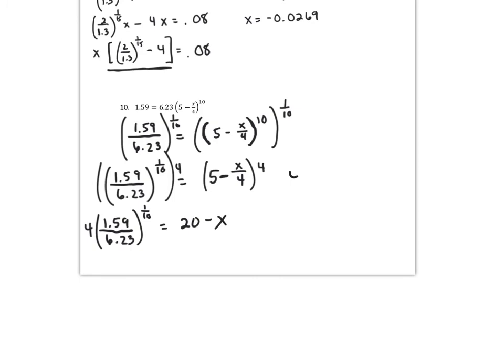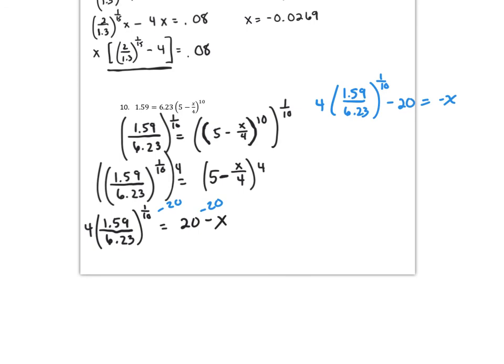I'm going to change colors just so you can see, I'm running out of room. Let me move up a little bit. That's going to give me 4 times that nasty 1.59 over 6.23 raised to the 1/10 minus 20. Subtract 20 from both sides. And that leaves me a negative x.